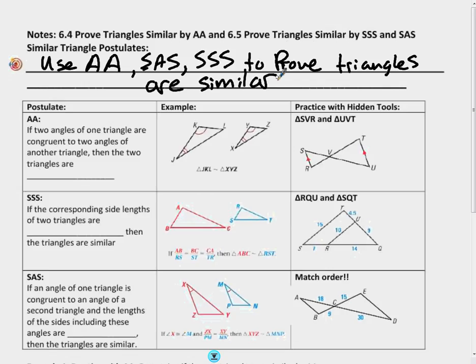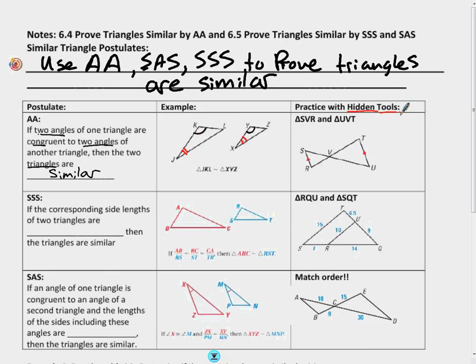So the first one, angle, angle. If two angles of one triangle are congruent to 2 angles of another triangle, then those 2 triangles are similar. So if I look at my diagram here, angle K is congruent to angle Y. Angle J is congruent to angle X. Since they have 2 corresponding angles that are congruent, then I know that those 2 triangles are similar. Everybody see how they have the same angle measures, but they're different sizes? That means they're similar.